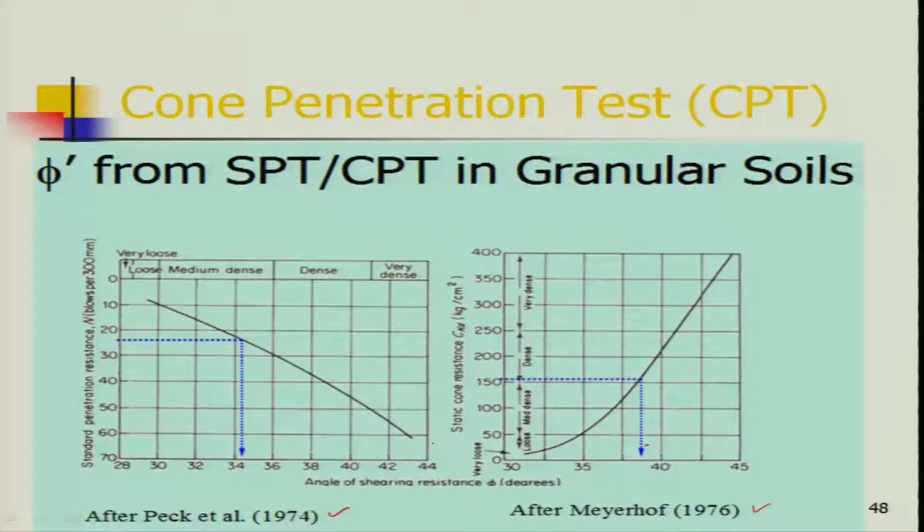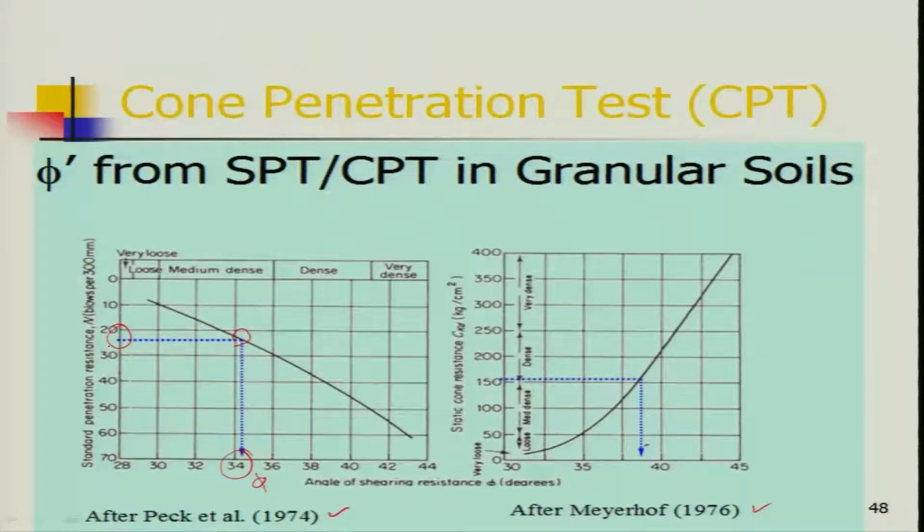This is a curve. So, from the SPT value N that you get in the field, you take it and put it here, and where it crosses the curve you can get the direct value of your phi, angle of internal friction, once you know the SPT N value.